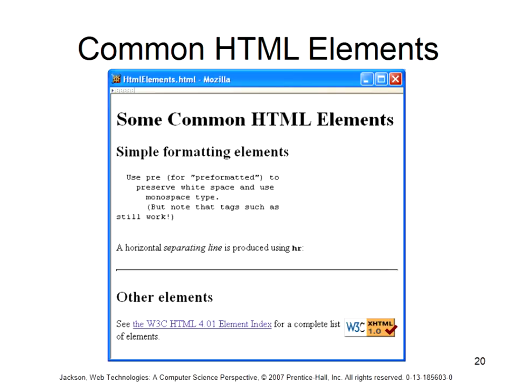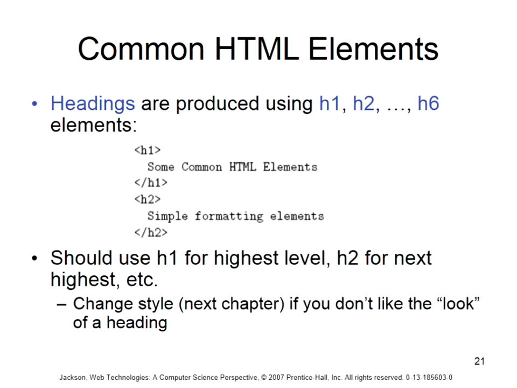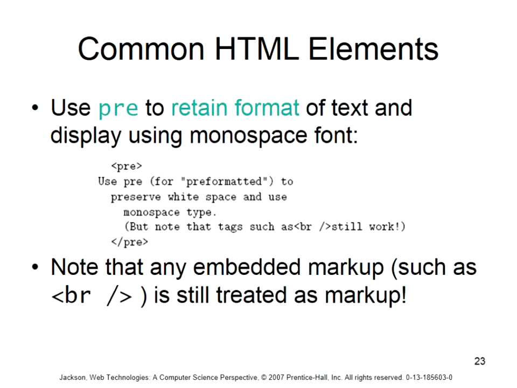Good. So if we want to create a horizontal separating line, we will use HR. So HR is a tag that can be used to create a horizontal separating line. So headings H1 to H6. We can use pre to retain the format of the text and display using monospace font.